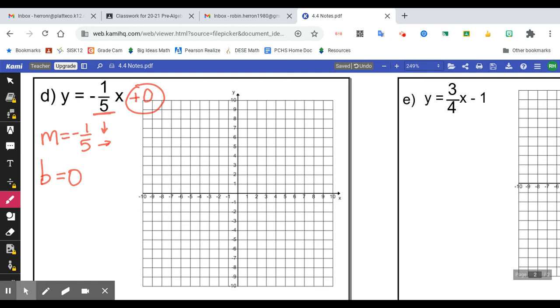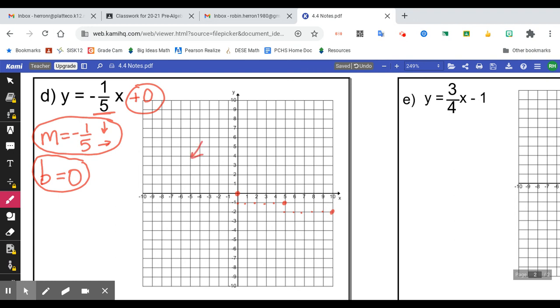Again, hopefully you're thinking, we're going to start from here. So I'm going to go to my y-axis. I'm going to put a point at 0 at the origin. My slope comes next. It's repeated over and over again. So down 1, right 5. Put a point. Down 1, right 5. Put a point.